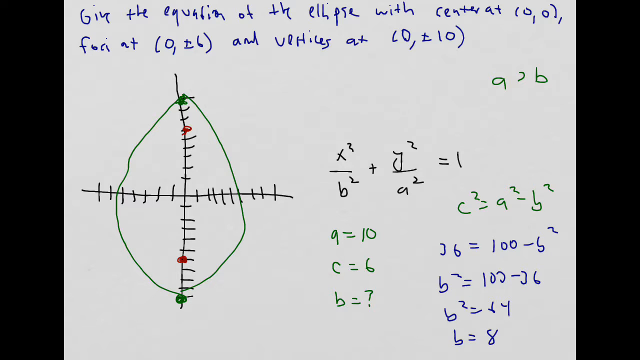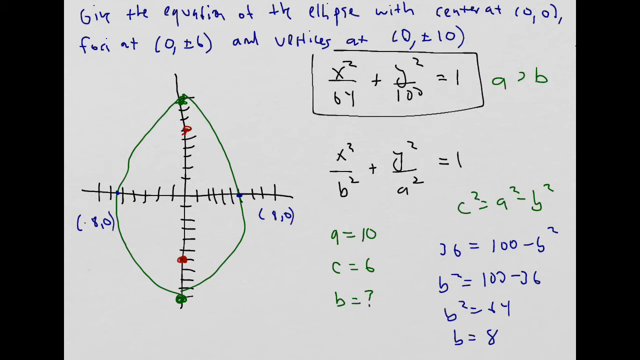Okay. So we don't need to do this, but essentially this point here would be 8 comma 0. I know this is not drawn exactly to scale here, and that point there will be negative 8 comma 0. Okay. Now we should be able to plug in all these values and get the answer, what the question is asking for. So x squared over 64 plus y squared over 100 is equal to 1. And this is going to be our final answer here. This is the equation of this particular ellipse with these properties.